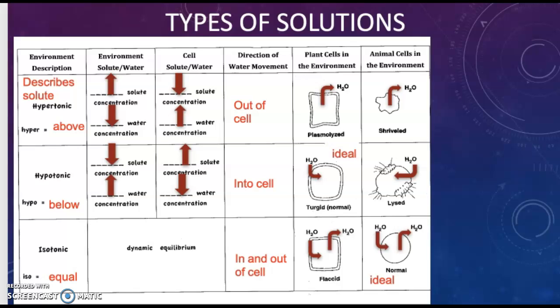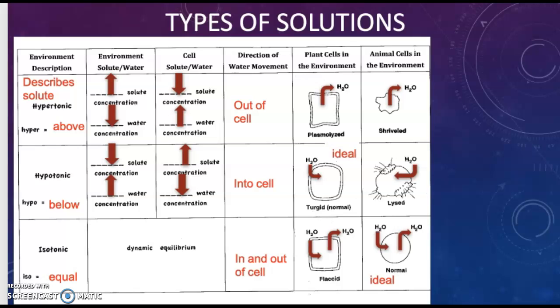So the first type of solution a cell can sit in is a hypertonic. Hyper means above. Think of somebody who's had a lot of sugar. And actually, this is quite the case in the environment as well. In the environment, there's going to be a high amount of solute and a lower percentage of water compared to the cell. So it's like you've dunked your cell in sugar water.